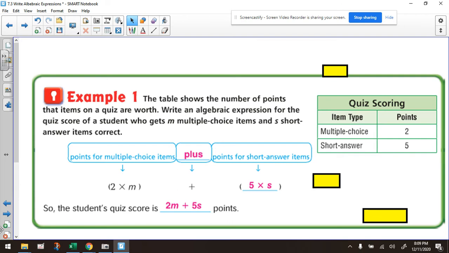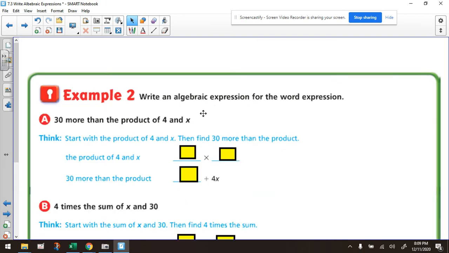All right, let's look at another example. Write an algebraic expression for the word expression: 30 more than the product of 4 and X. So we always want to go back and think about some of these words that we're seeing. We're seeing the word more. We're seeing the word product. You have to think about what those words usually suggest. So we want to think, start with the product of 4 and X, then find 30 more than the product.